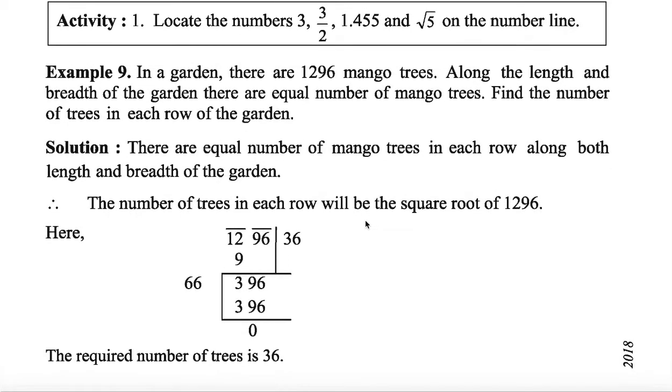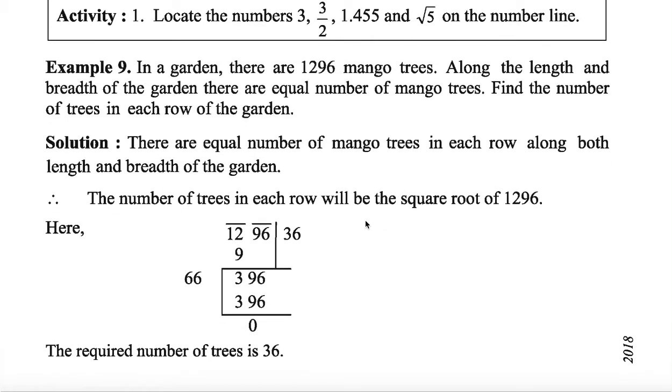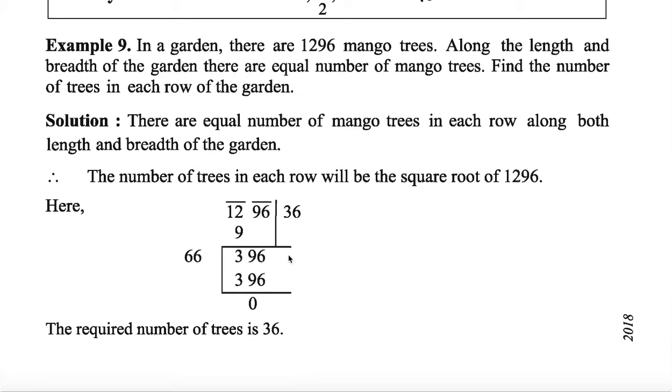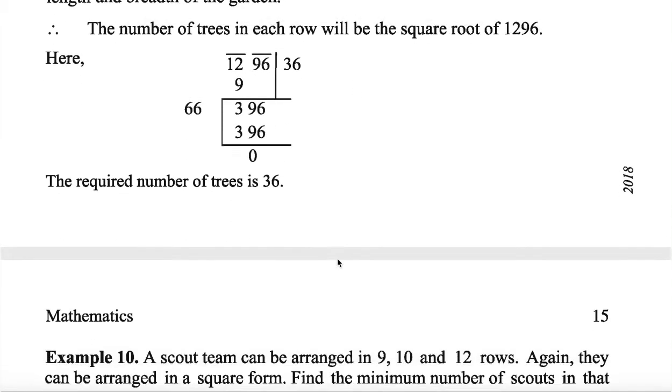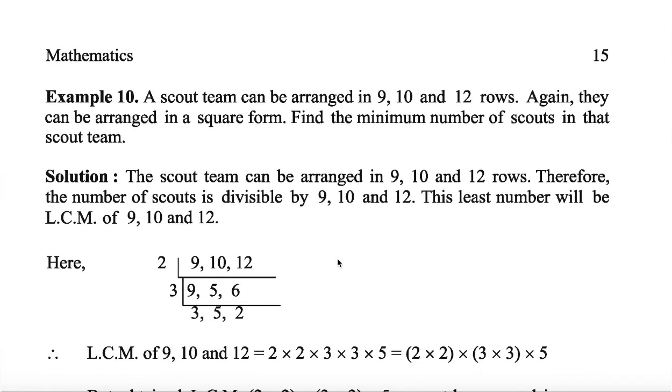In a garden there are 1296 mango trees. Along the length and the breadth of the garden there are an equal number of mango trees. Find the number of trees in each row of the garden. So that is nothing but the square root of 1296. What is the answer here? 36. You can proceed as usual and find the number.